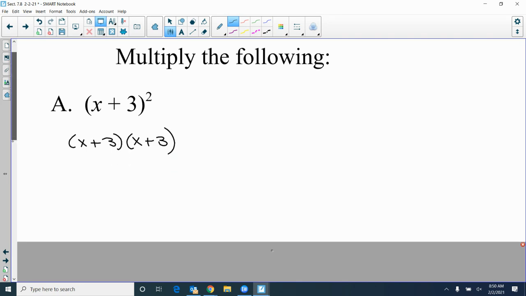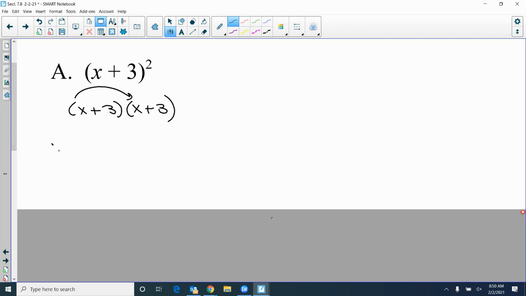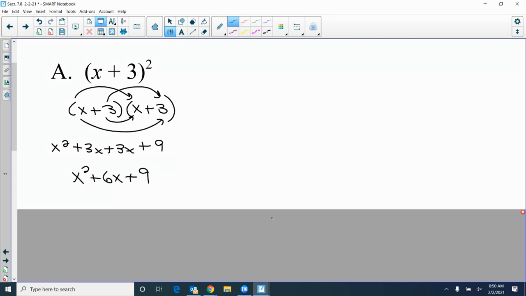And now you FOIL. X squared plus 3x plus another 3x plus 9 gives you x squared plus 6x plus 9. Done. Nothing else you can do. Just leave that. So once you combine those two middle terms, you get x squared plus 6x plus 9.